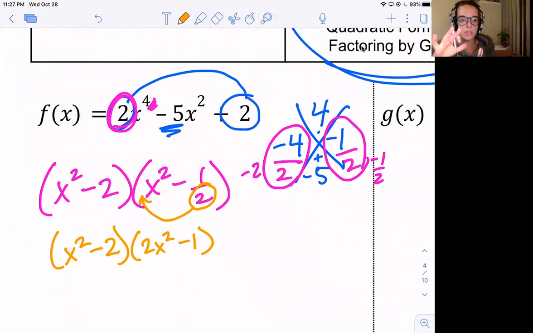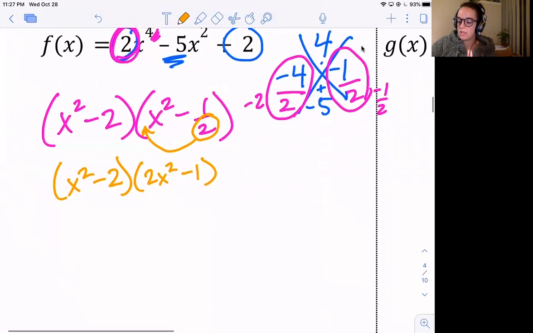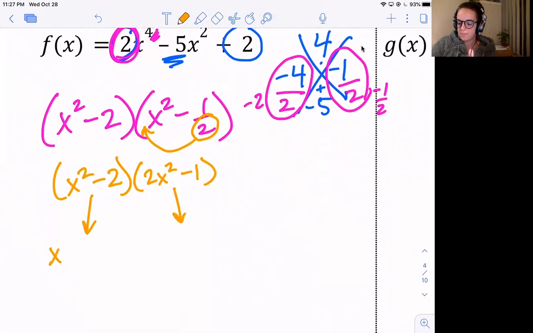So this is the function. It's a quartic function. We want to find out what the solutions are, which is where the line hits the x-axis. So we're looking for where the y is equal to 0, right? So what we're going to do is set each of these factors equal to 0 and solve for them.